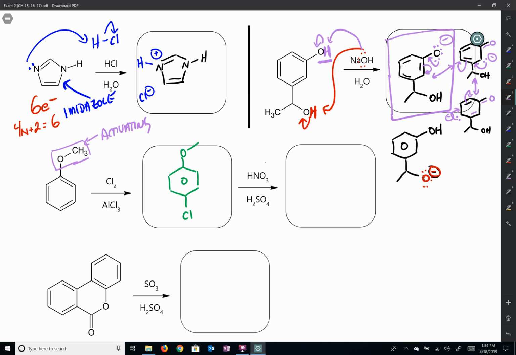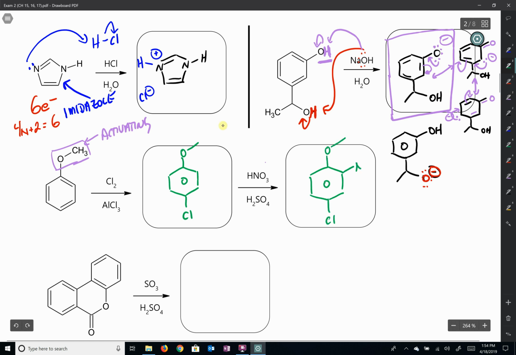Okay, so we take that compound there, and in the next reaction, we're putting in nitric acid and sulfuric acid. So this is nitration, and we're going to add a nitro group ortho to our activating group. Remember, halogens are deactivating, but ortho para directing. In anisole, our oxygen is activating, so that's going to be the one that dominates our reactivity. The activating group tends to dominate over the deactivating group.